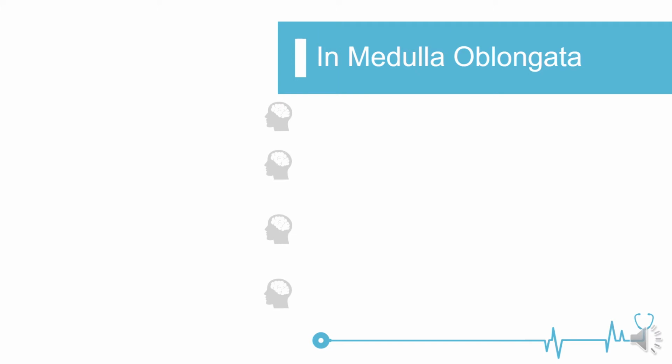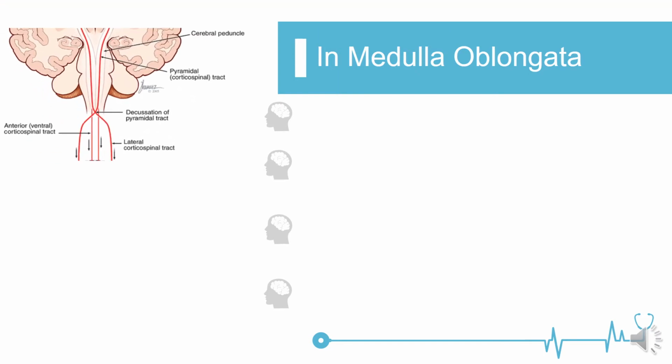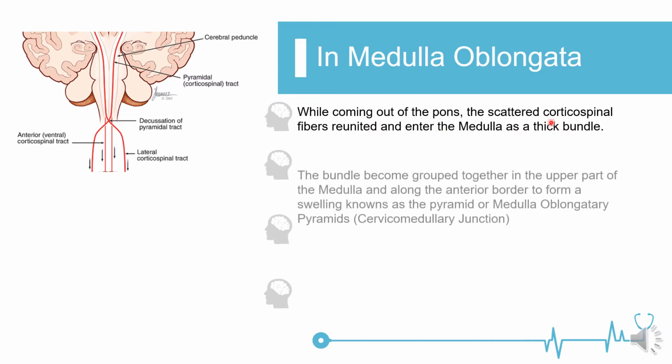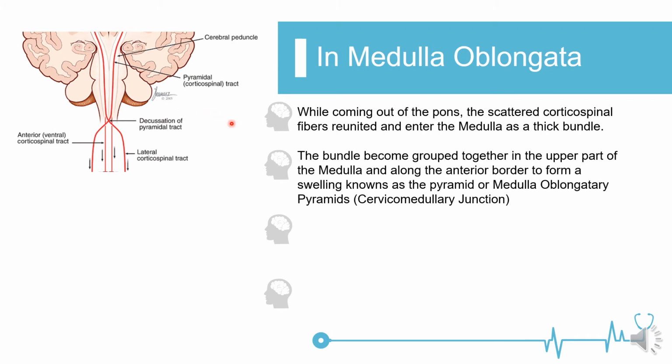So it will go down to the medulla oblongata. So what happened here? While coming out from the pons, the scattered corticospinal fibers reunite and enter the medulla as a thick bundle. The bundle becomes grouped together in the upper part of the medulla along the anterior border to form a swelling known as the pyramid, or medulla oblongata pyramids here.